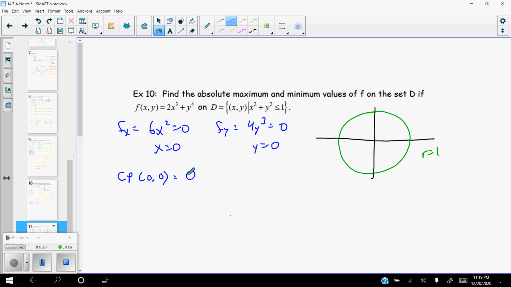Now, in order to do the boundary, well, the boundary is comprised of the circle x squared plus y squared is less than or equal to 1. In order to do this, it's probably going to be best to change this into polar. All right, and why might you need to change this into polar?